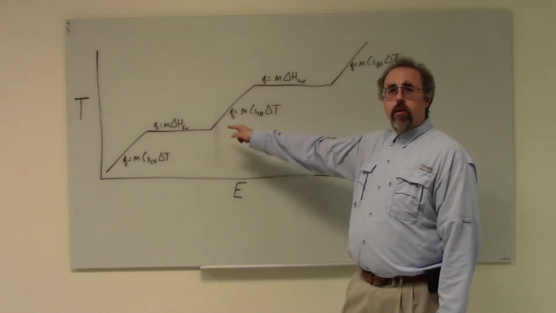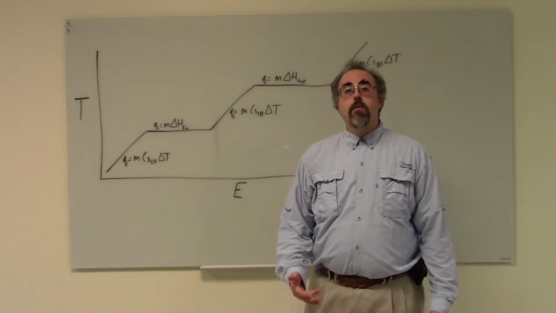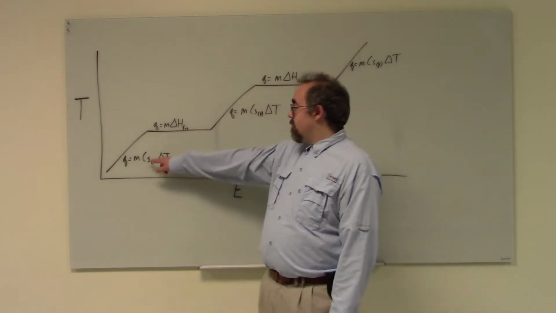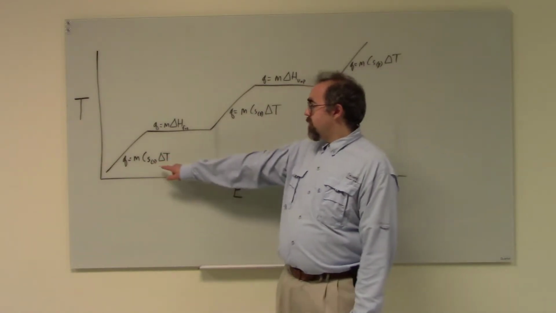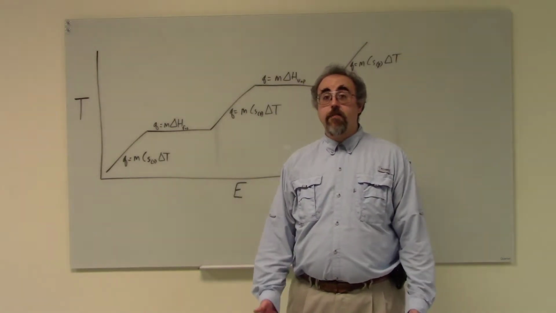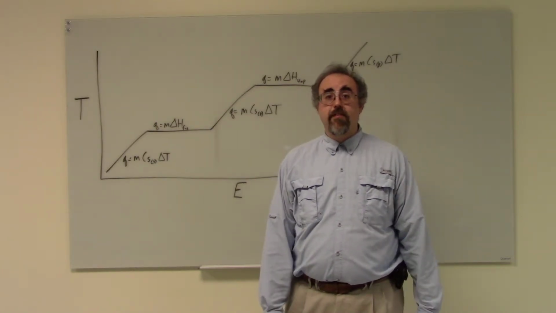The lines, on the other hand, are the sloped ones. Those are the warming periods. That's where I'm increasing my temperature, I'm staying the same phase, and that is governed by mcΔT. A couple quick points though. c does depend on what phase you're in. Different states of the same thing do have different specific heats.